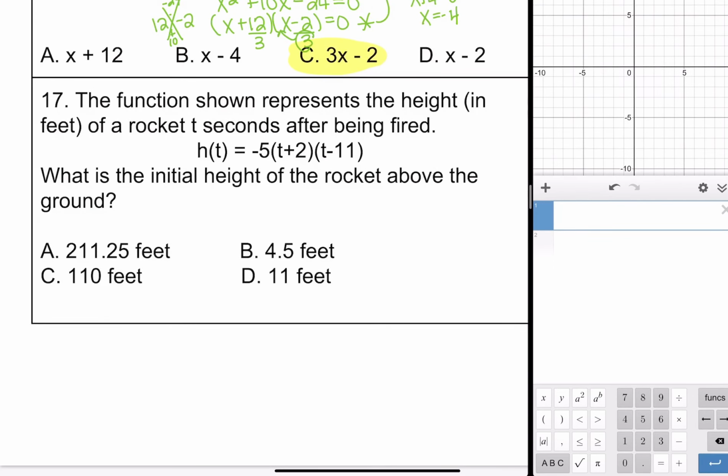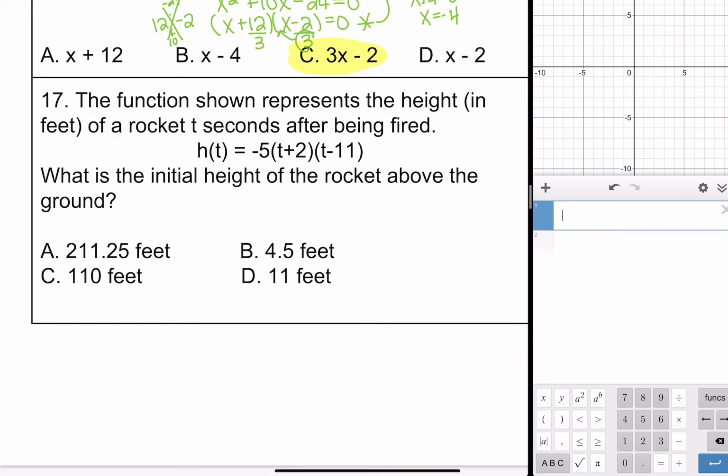Number 17, if you missed this one, the function shown represents the height in feet of a rocket t seconds after being fired. What is the initial height of the rocket above the ground? So the best way to do this one, or the most efficient way, would be to graph it. You could use the box method, or double distribution, or FOIL, whatever you learned to multiply polynomials. You could multiply this out and put it in standard form. That would be pretty time consuming and leave you with a lot of room for mistakes.